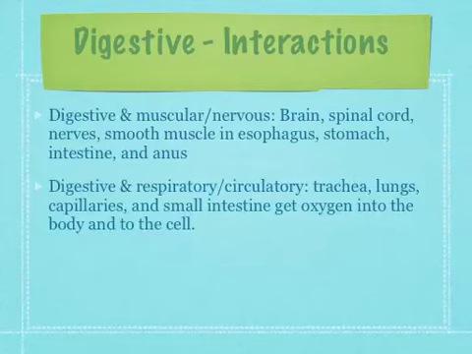Now, oxygen is needed in your small intestines to help break down that food that is absorbed and turn it into energy. So small intestines gets the oxygen from the respiratory system. The oxygen is carried to the small intestines by the circulatory system, and then the oxygen is used to create energy for your cells.